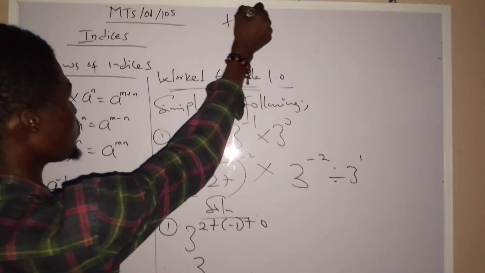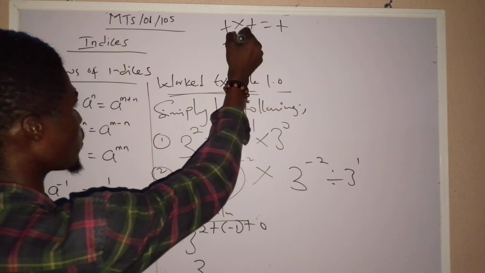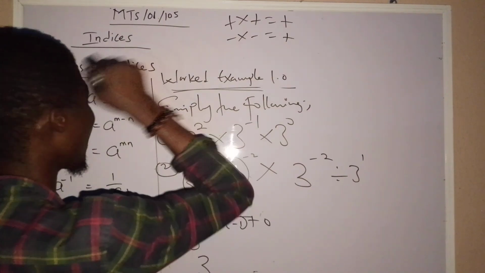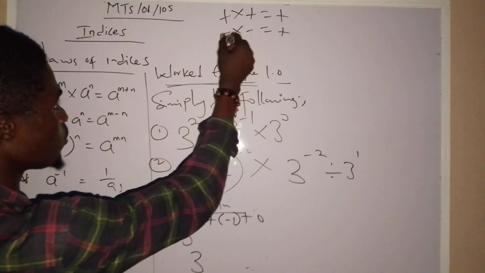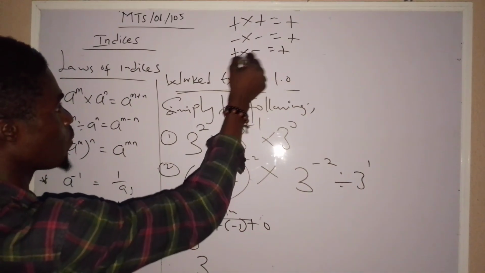Remember that plus times plus is plus, minus times minus is plus. Like charges repel. Plus and plus is plus, minus and minus is plus, times minus is plus, minus times plus is plus.